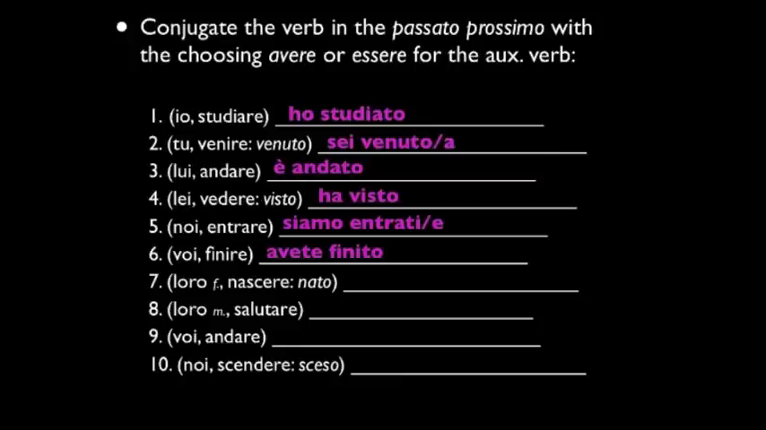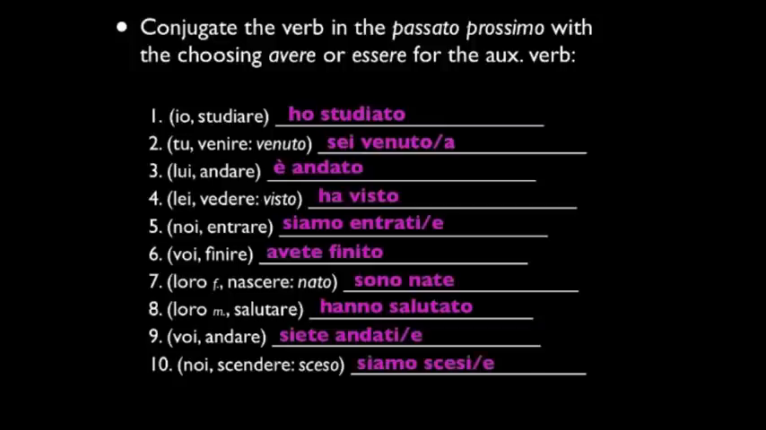Seven, loro, the feminine form, with nascere. They were born. That is, sono nate. Eight, loro, salutare. That's hanno salutato. No change in the past participle. Nine, voi andare is siete andati or andate. Ten, noi scendere. Irregular past participle sceso. Remember that is in the house of essere. Is the verb to descend or go down. Noi siamo scesi or scese.